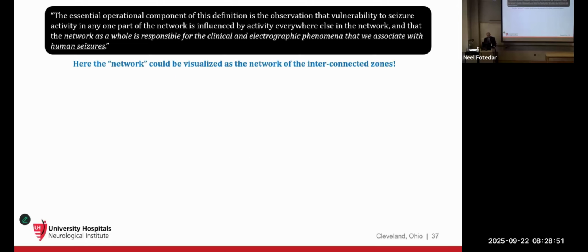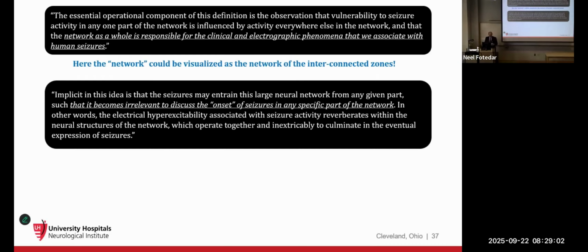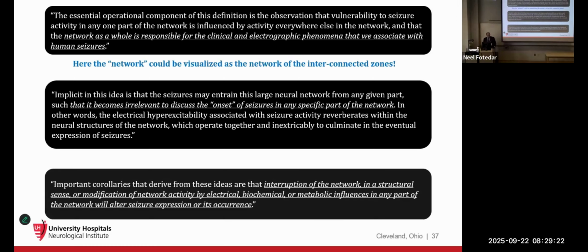So you can see how, if you think about it in terms of zones, they may be referring to different zones being connected to each other. Now, this is the one where I don't necessarily agree. "Implicit in this idea is that seizures may entrain this large neural network from any given part such that it becomes irrelevant to discuss the onset of the seizures in any specific part of the network. In other words, electrical hyperexcitability associated with seizure activity reverberates within the neural structures which operate together and inextricably to culminate in the eventual expression of seizures."